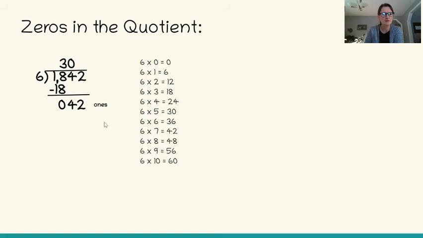Now we're going to work with ones. 42 ones divided by 6. So I'm looking at my 6 times table. 42 divided by 6 is 7. And I'm going to put the 7 in the ones place because we're talking ones. Okay, 6 times 7 is 42. If I subtract, 0 left, so no remainder. So 1,842 divided by 6 is 307. Now, if I did not put the 0 in the tens place, then our final answer would be 37. And that's incorrect because 6 times 37 is not 1,842.